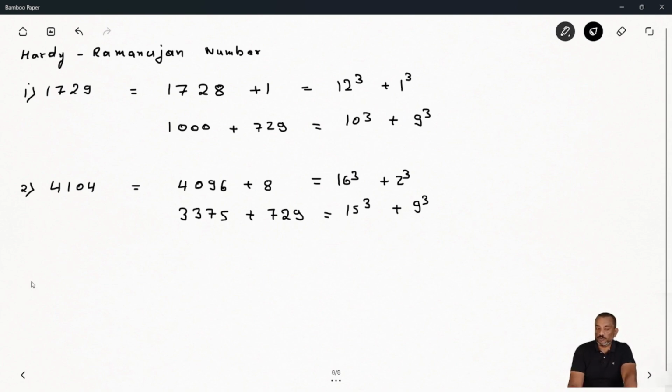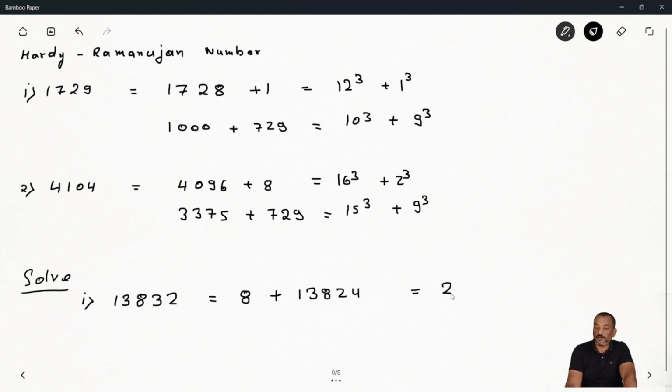So you have to solve this one and put in the comment section the two numbers we can express them as. The number is 13,832. I'm writing one pattern, so you have to solve and tell me the second pattern. Here, 13,832 you can say is 8 plus 13,824, which means it is a sum of cubes: 2 cube plus 24 cube.